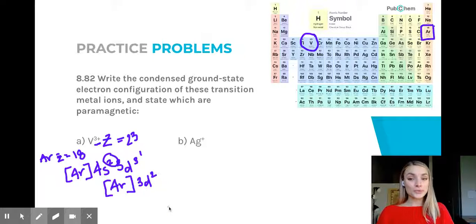Argon 3d2. And then we need to state whether or not this is paramagnetic or diamagnetic. Paramagnetic, remember, means that we have unpaired electrons in our outer electron shells. And since we have 2 in the 3d orbital, and we know that we have 5 possible orbitals in the 3d sublevel, that means that those 2 have to be unpaired to maximize our spin, which means it is going to be paramagnetic.